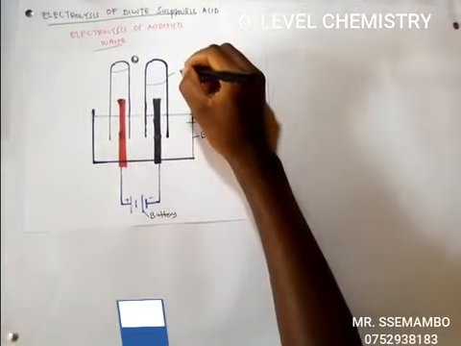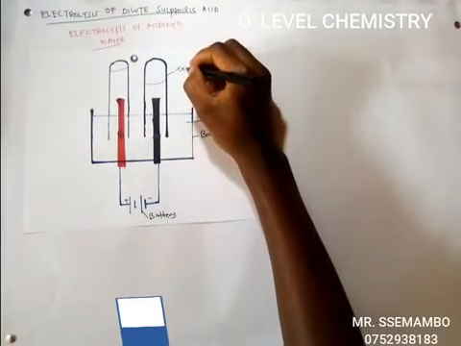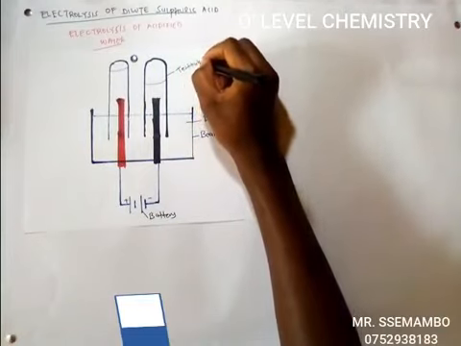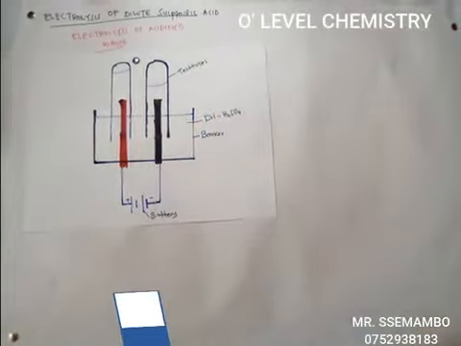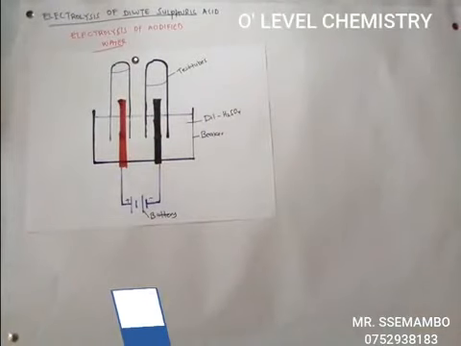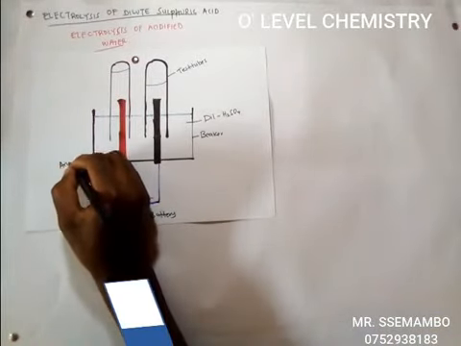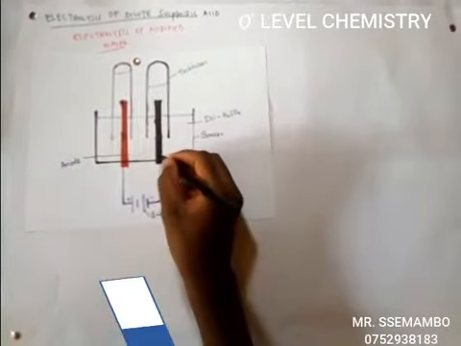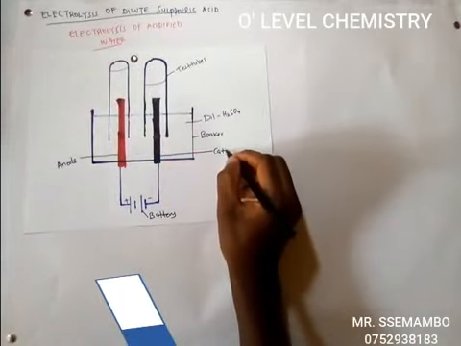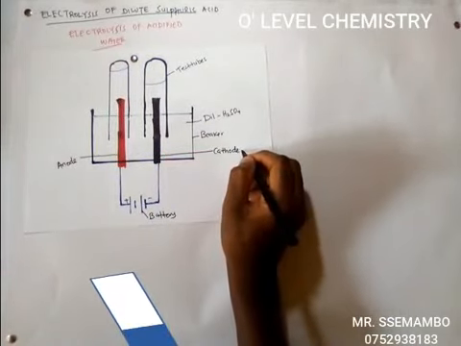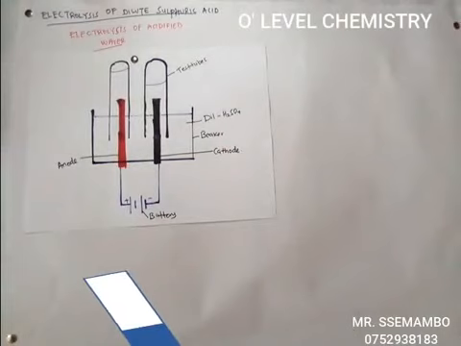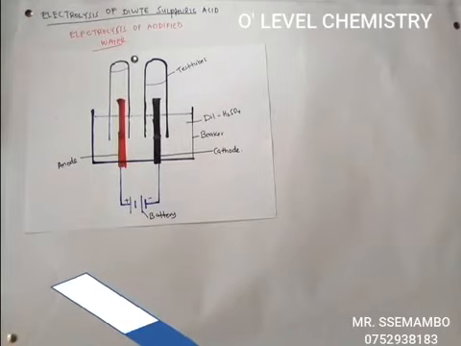We have our test tubes, these ones to enable us collect the gaseous products from the experiment. Then we have the anode, the positive terminal, and the cathode, our negative terminal. So that is the electrolysis of dilute sulphuric acid setup. Usually it is called electrolysis of water.